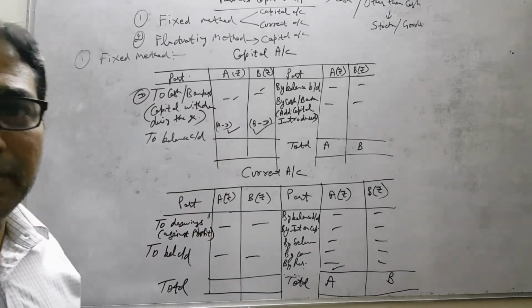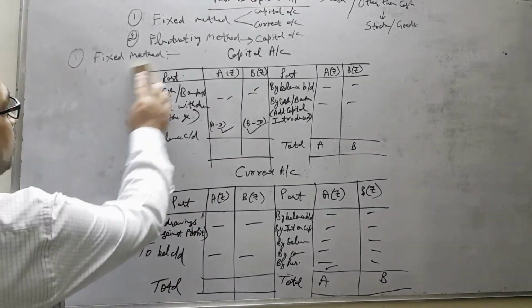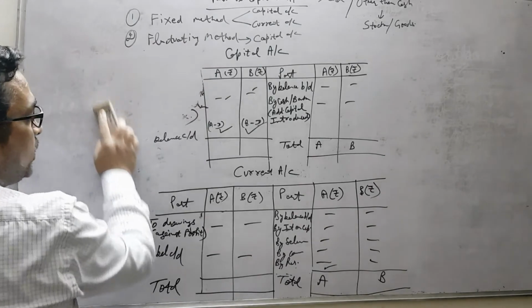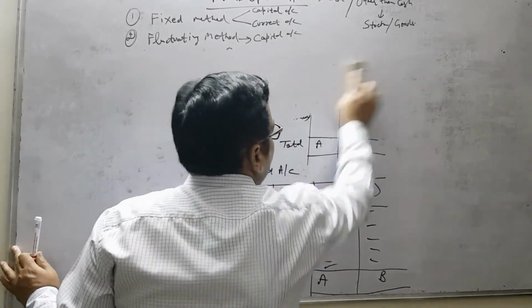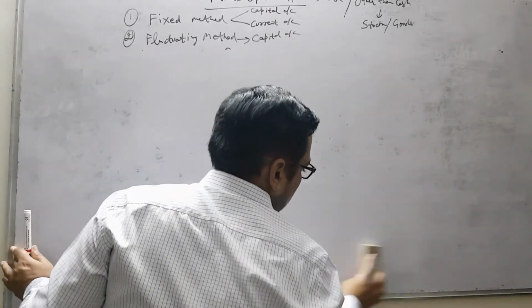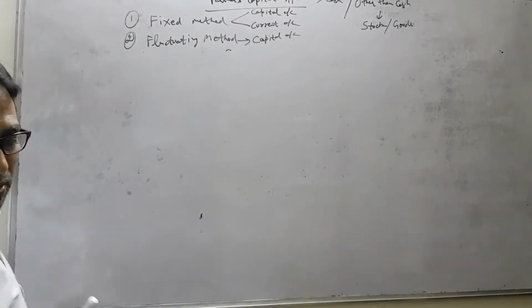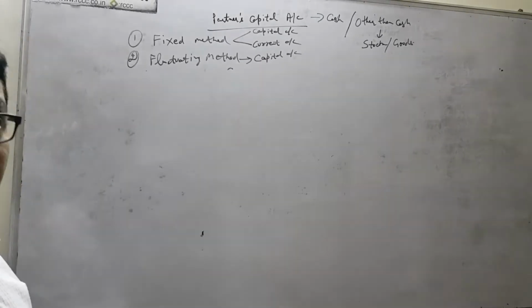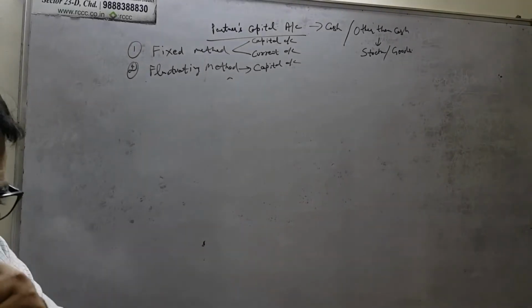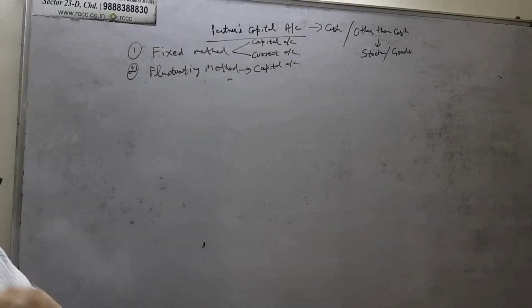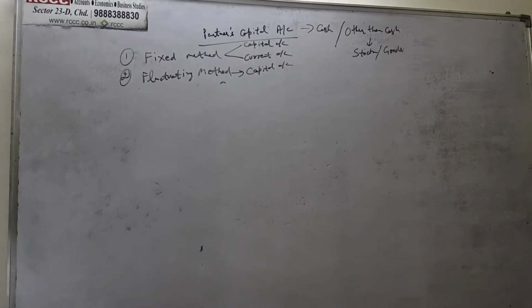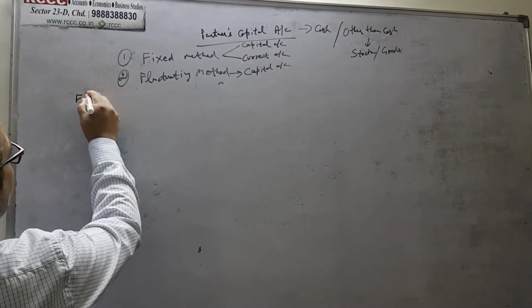this was about fixed capital account. Next is fluctuating capital account. Now what will happen in fluctuating capital account? Fluctuating capital account is a mixture of both these accounts. That means anything withdrawn, even if it is, so it is fluctuating capital account.